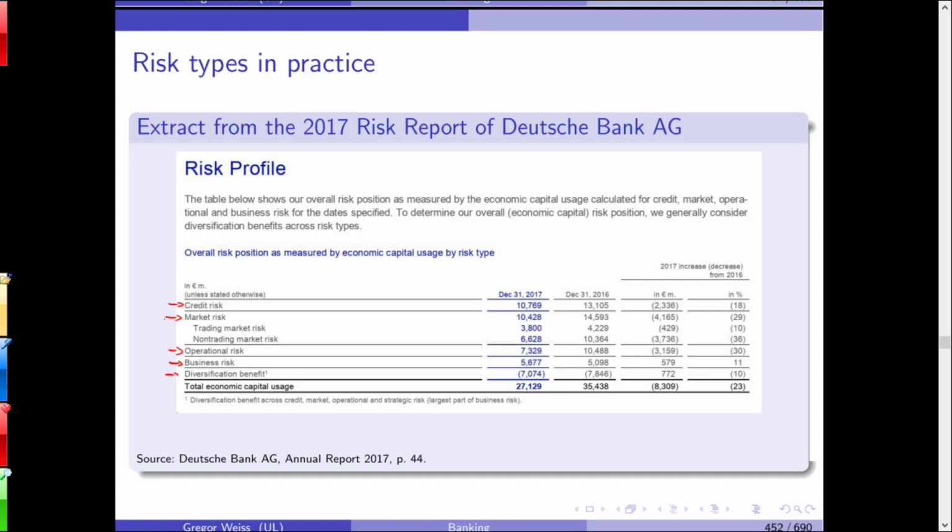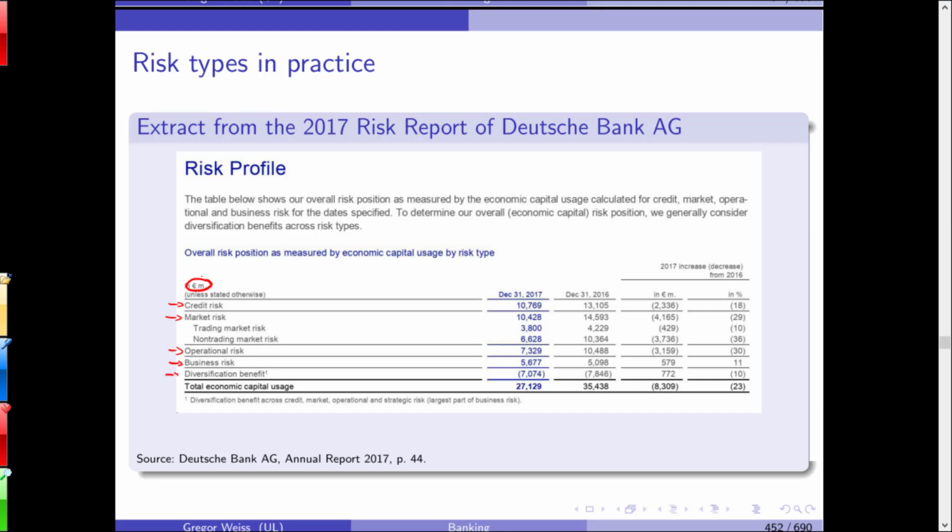And here I think it is 7 billion euros, I would guess. Yeah, in million euros here. You need glasses to read this. So they have diversification benefits of almost 7 billion euros. Okay. I will later on explain how they came up with these numbers.